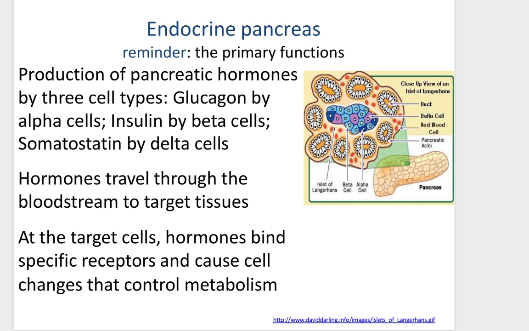The primary functions are production of pancreatic hormones by three cell types. It is glucagon by alpha cells, insulin by beta cells, somatostatin by delta cells. Hormones travel through the bloodstream to target tissues. At the target cells, hormones bind specific receptors and cause cell changes that control metabolism.